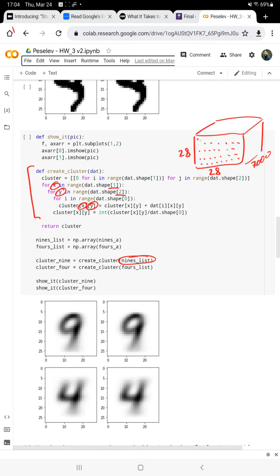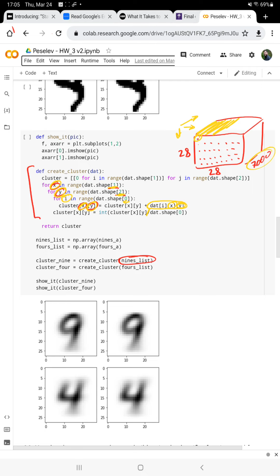So I'm going for each pixel. I'm taking one pixel, right? X and Y. X would be the first dimension, Y will be the second dimension, and 0 is this dimension. And then I'm taking this pixel at X, at Y, and I'm going for each i, going in this direction every time. And then I divide it by this amount.